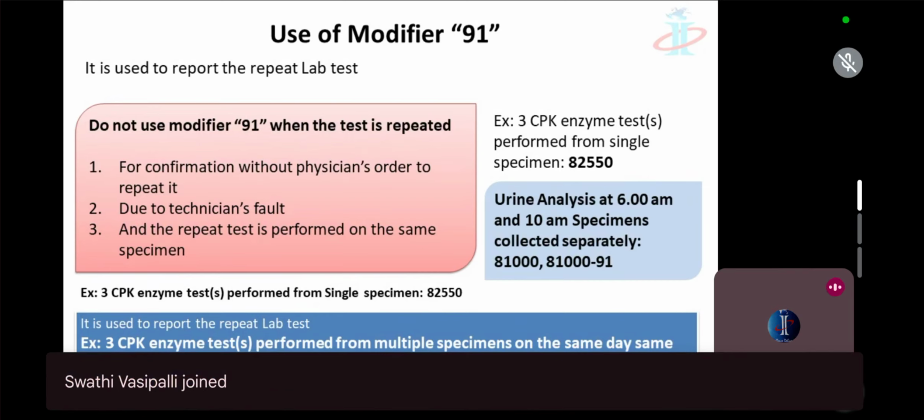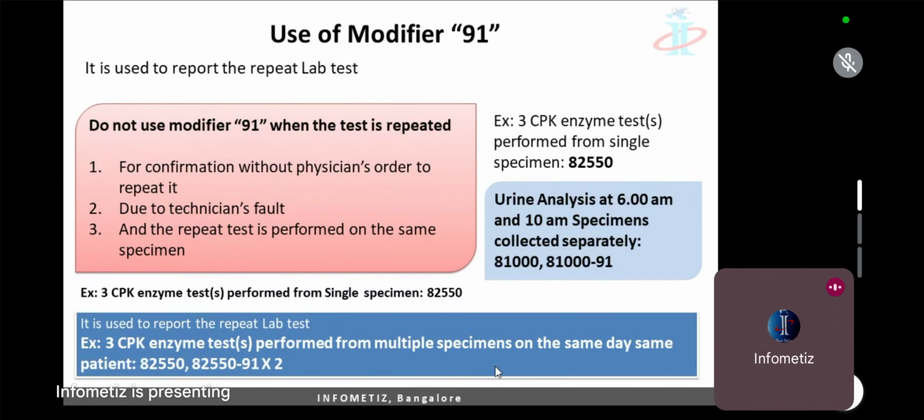Urine analysis at 6 a.m. and 10 a.m., we have a separate specimen. So 81000, suppose they have used a microscopy, and 81000 with 91 modifier. So you can see 91 modifier has been added on the duplicate.